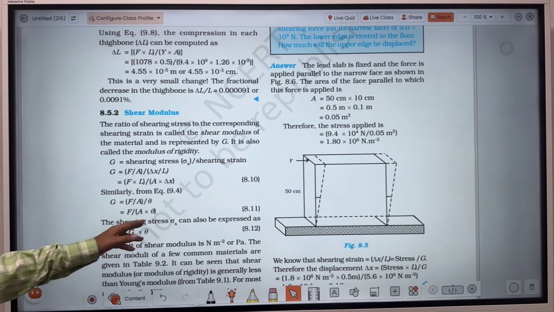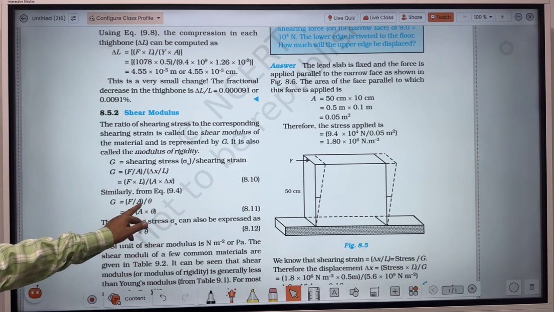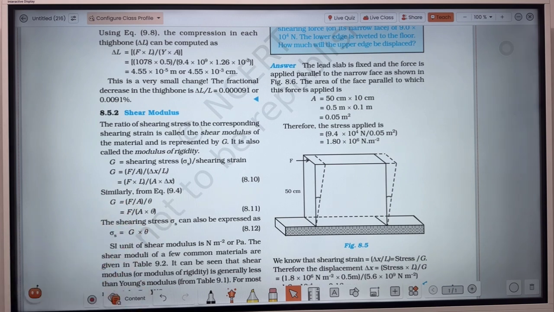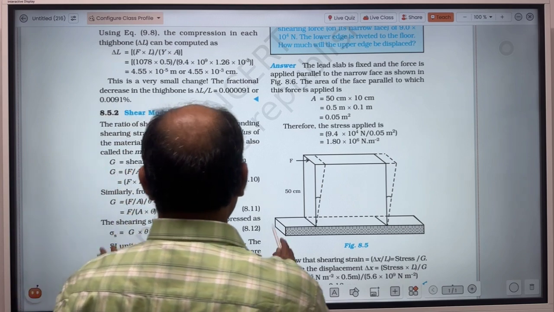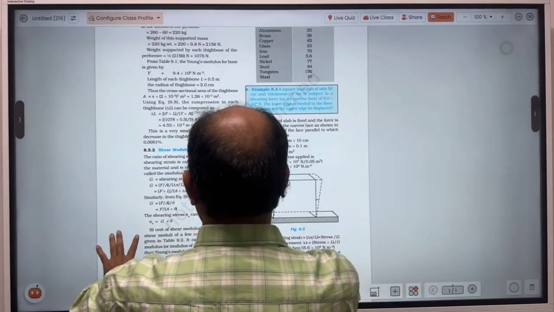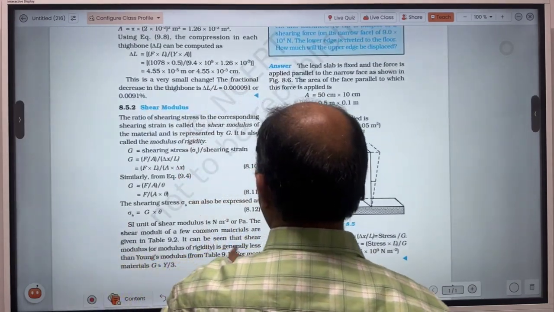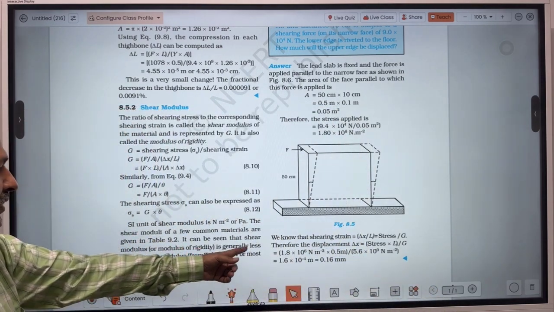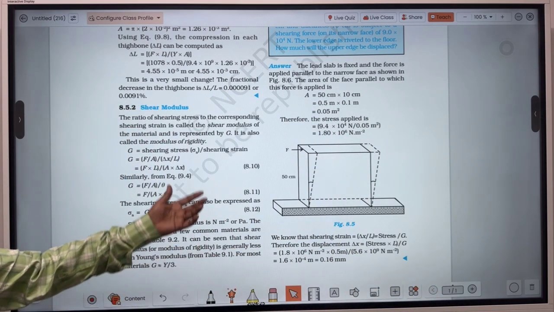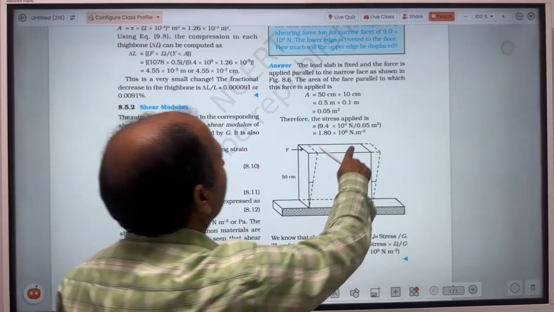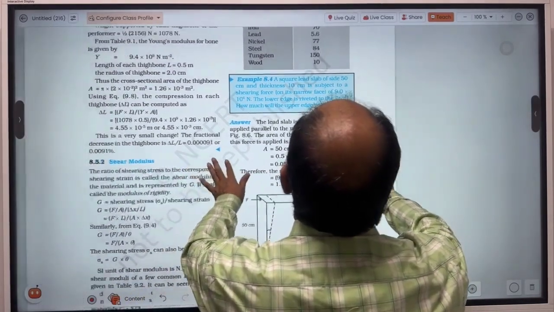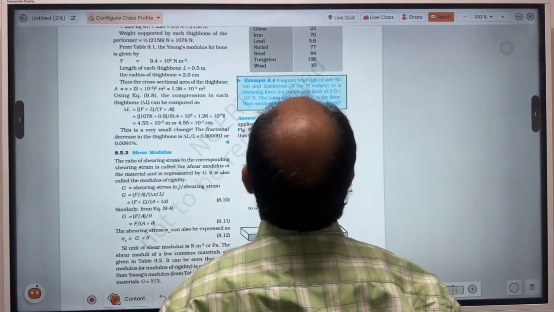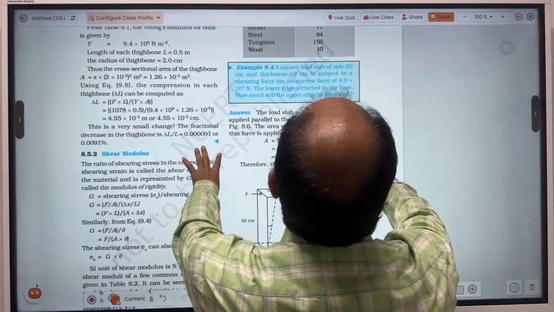So this expression we will get. And as far as unit is concerned, here theta will have no unit. So force upon area, force is Newton, and area will have meter square. Now here there is one statement you can read. It can be seen that the shear modulus or modulus of rigidity is generally less than Young modulus. You can observe from the table, but you don't have to memorize. That does not matter.